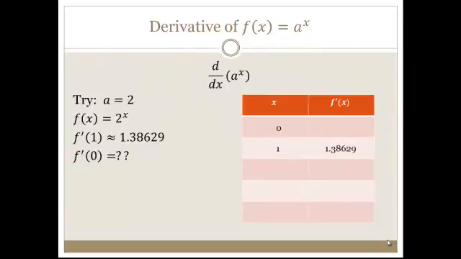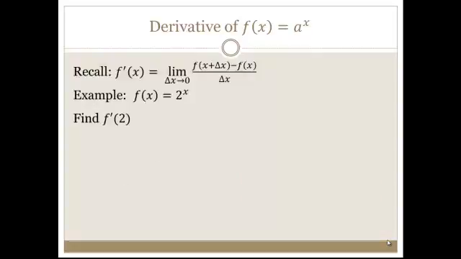Let's bring this back to our previous table. We just found that when x equals 0, f prime of x equals 0.69315. To get a better understanding of f prime of x, though, we need to have more data points. So let's now compute f prime of 2 in the same manner that we computed f prime of 0 and f prime of 1.